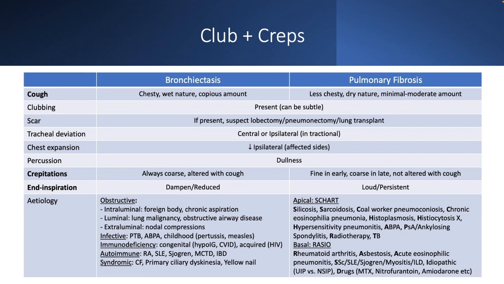So let's say you encounter a patient that has both clubbing and crepitation. Usually it's just these two, bronchiectasis or pulmonary fibrosis. So again, I highlighted these three things: the cough, crepitation, and also the end inspiration. Both will have clubbing, both may or may not have scar, both may or may not have tracheal deviation, and both will have reduced chest expansion and dullness on percussion.